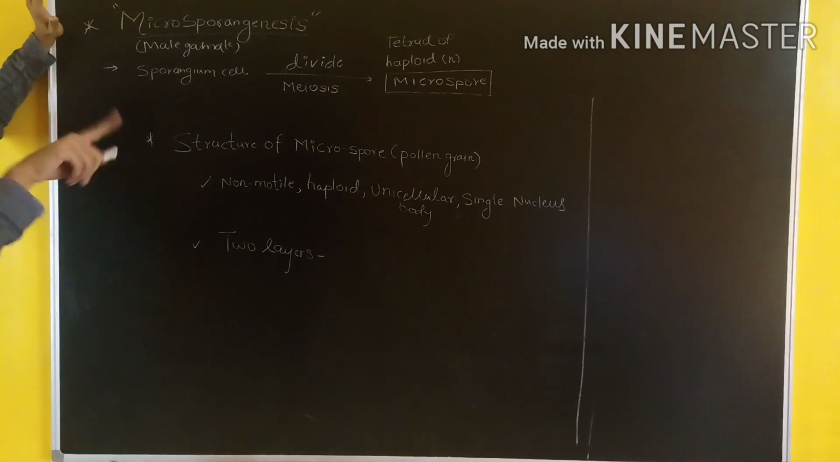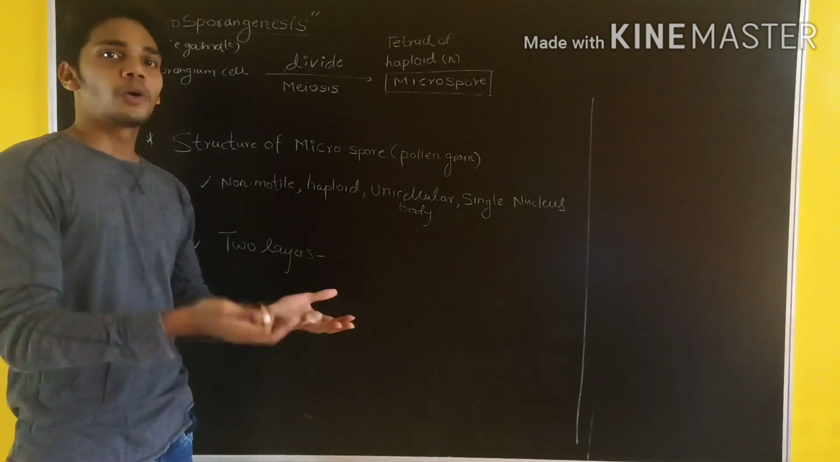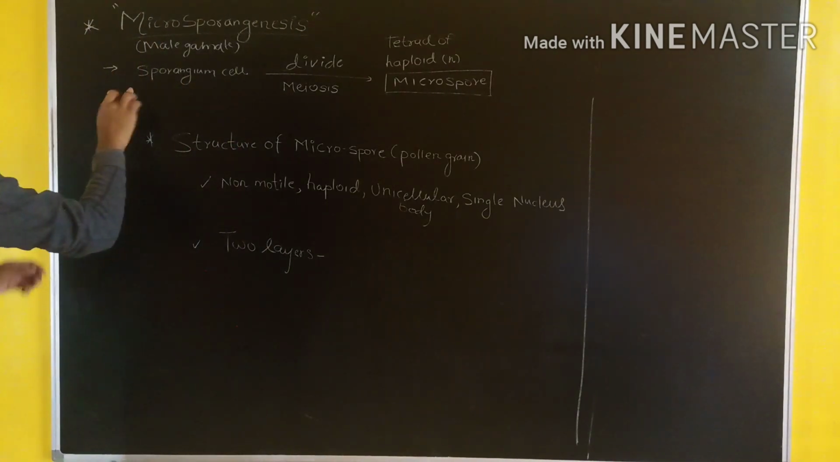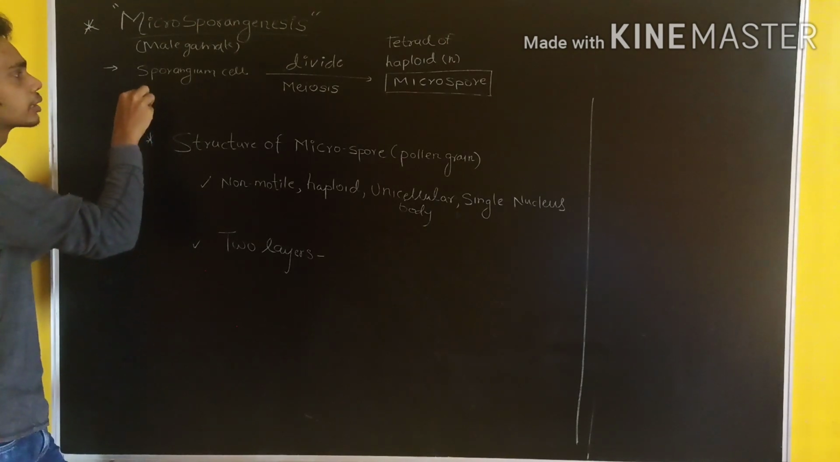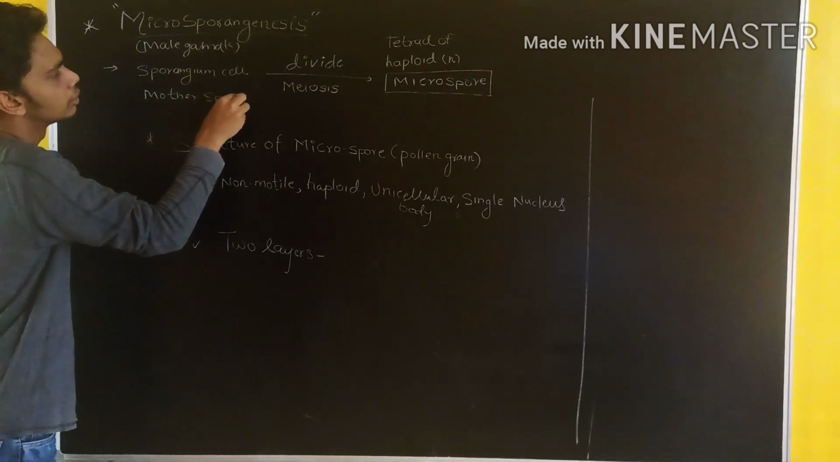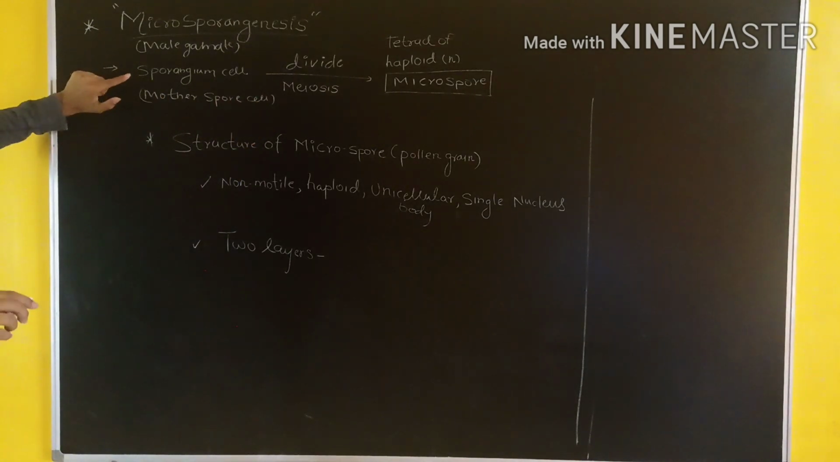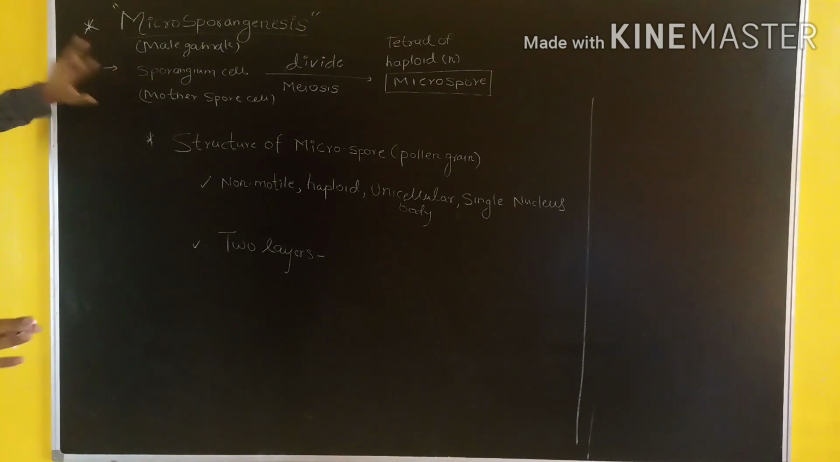Sporangium cell has the capacity to give rise to the tetrad cells, which ultimately form the pollen grains. The sporangium cell is also called a mother spore cell. So don't get confused, students, because sometimes you may come across this word or that word, but the meaning of the two words is the same.